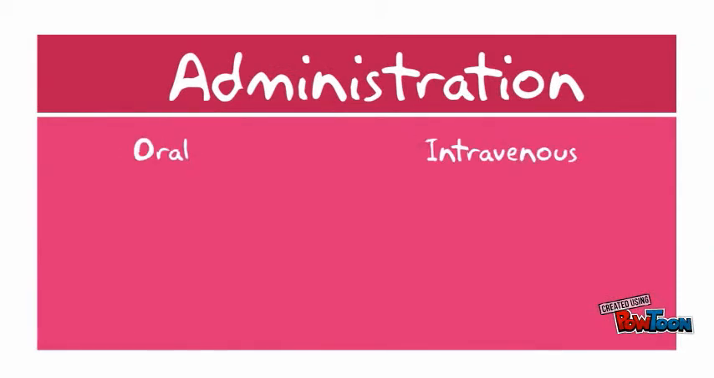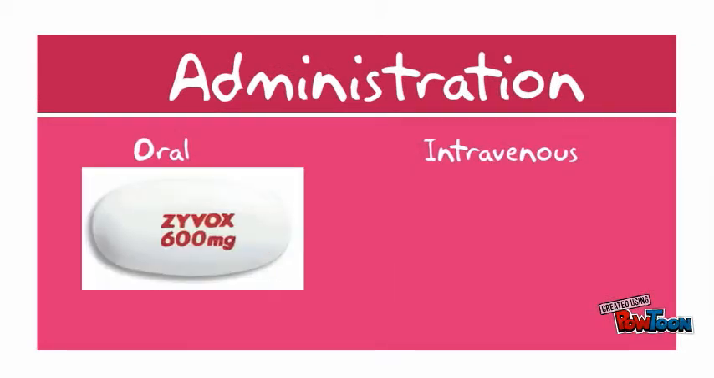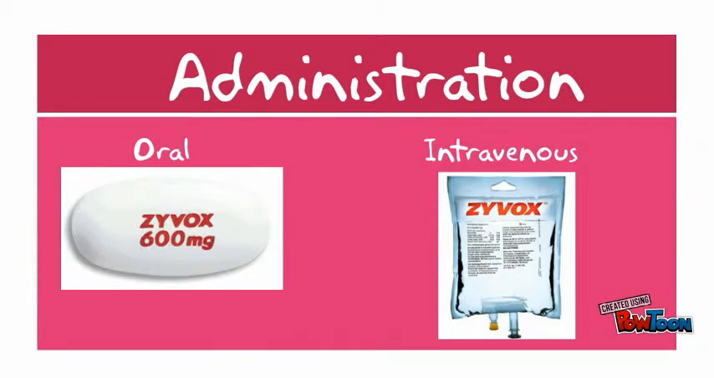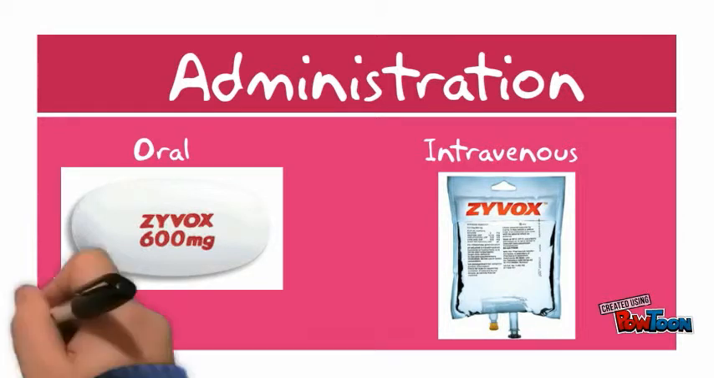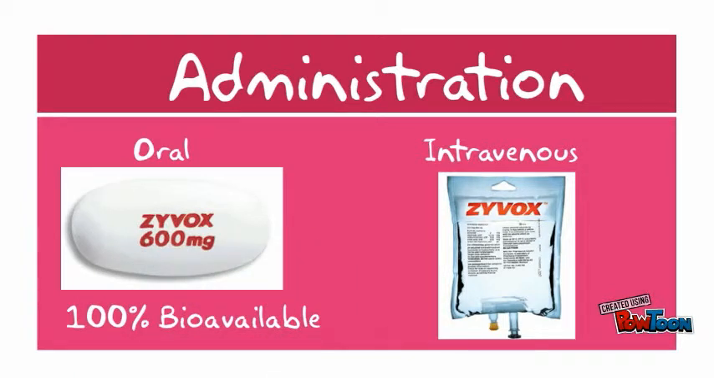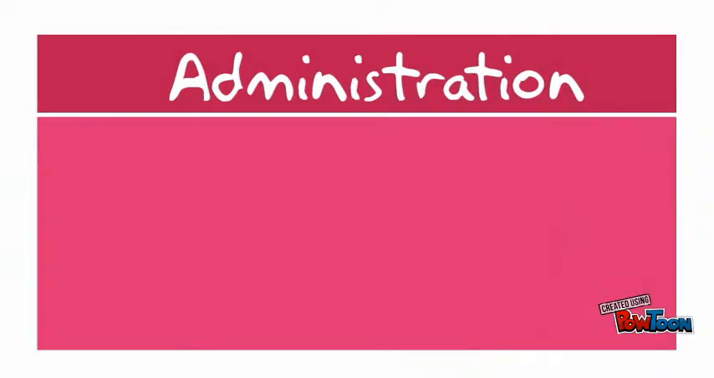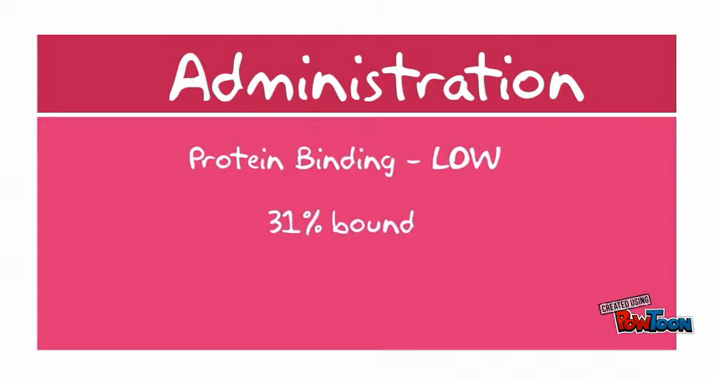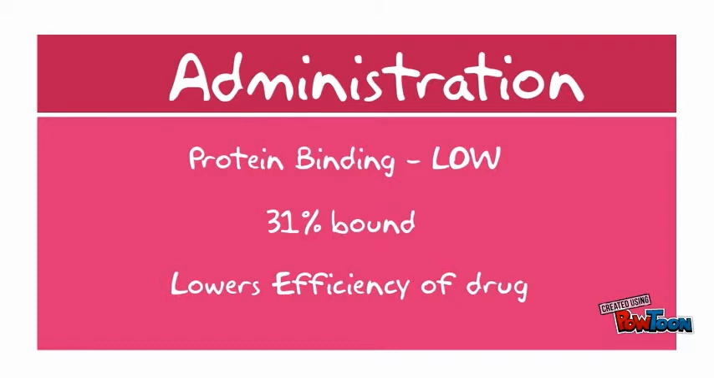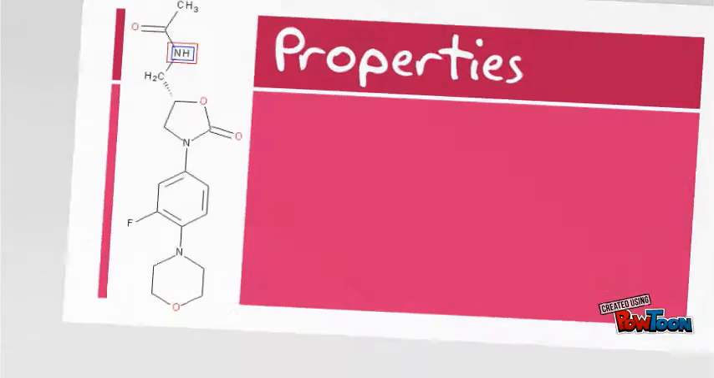Linezolid is administered one of two ways, either orally as a 600mg dose or intravenously as a 200mg per 100mg dose. It has a bioavailability of 100%, meaning that none of the drug is metabolized when administered orally. Even though the bioavailability is high, protein binding is relatively low, at only 31%, meaning that the drug's efficiency may be affected by the degree in which it binds to the proteins within blood plasma.